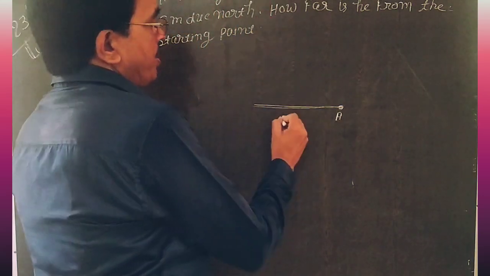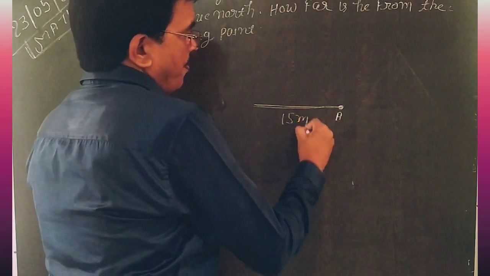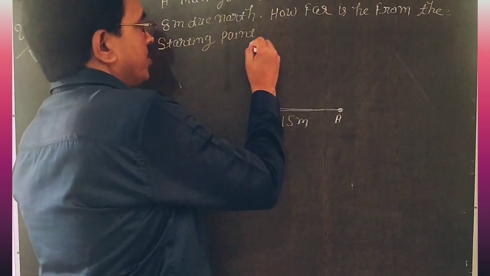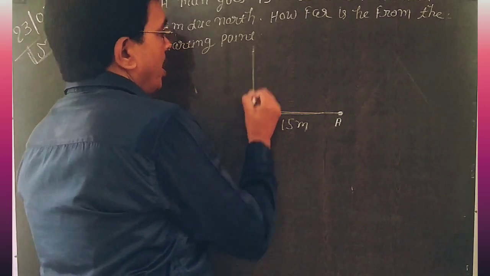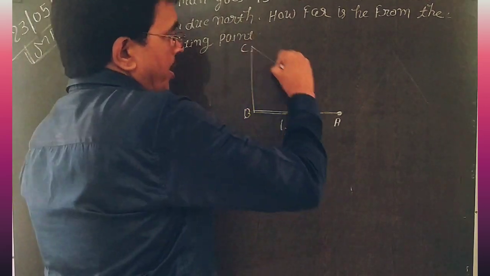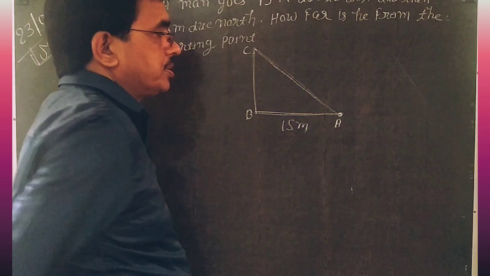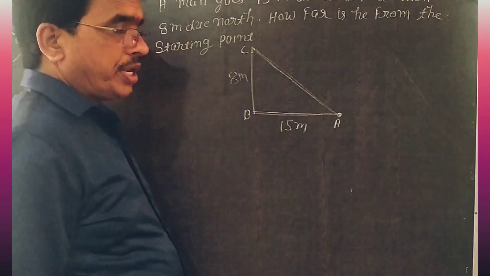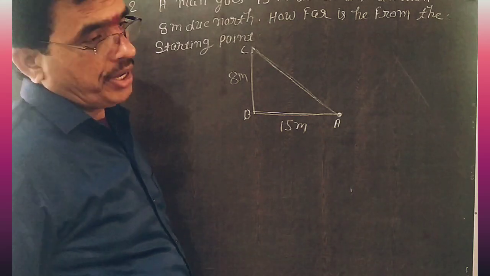How many? 15 meter. And then go to the north. Suppose B and then north C. And what is the distance to the starting point? And here is 8 meter to the north. Then it is clear what you have to find.